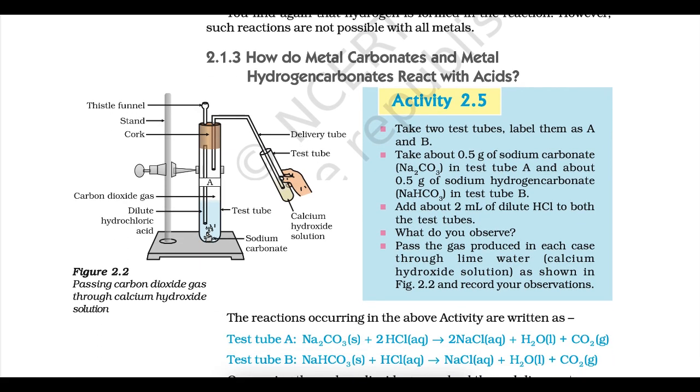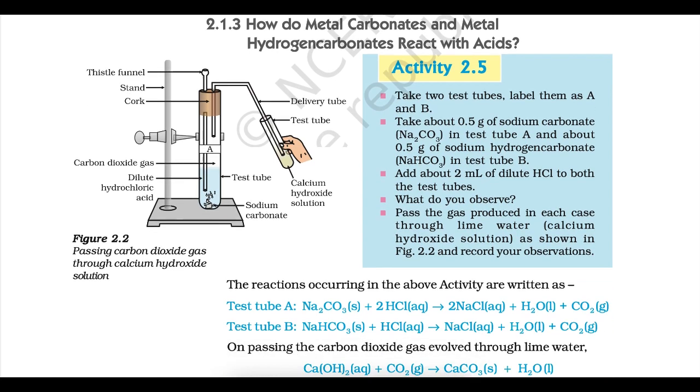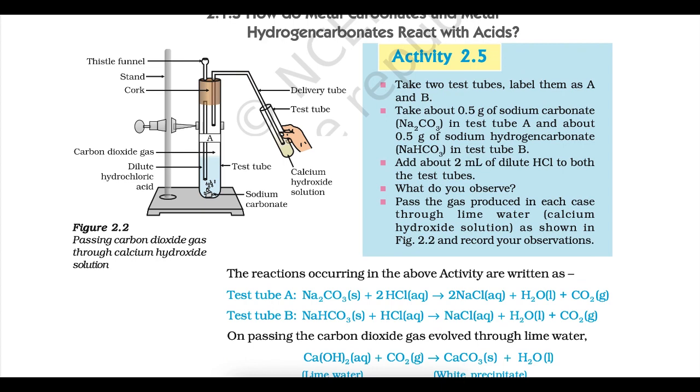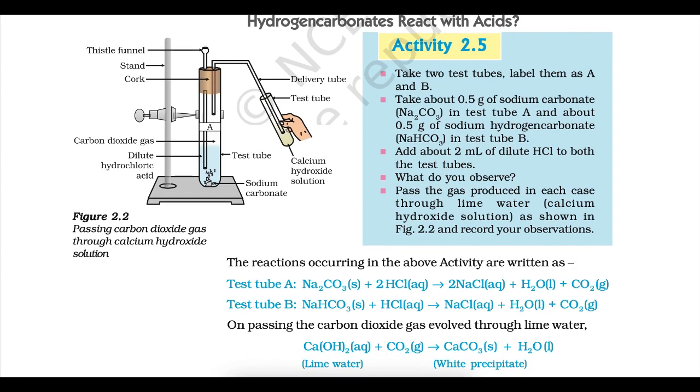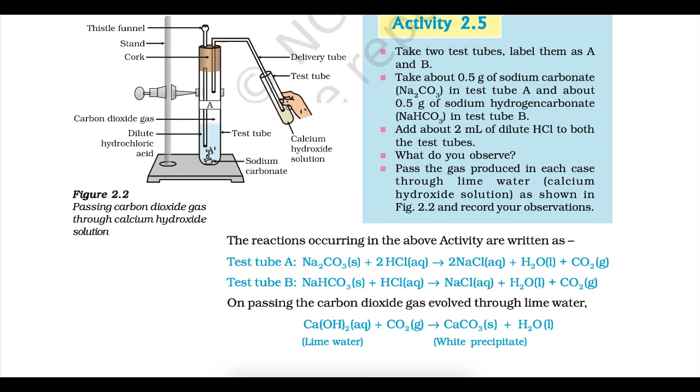How do metal carbonates and metal hydrogen carbonates react with acids? Activity 2.5. Take two test tubes, label them as A and B. Take about 0.5 grams of sodium carbonate in test tube A and about 0.5 grams of sodium hydrogen carbonate in test tube B. Add 2 ml of dilute HCl to both the test tubes.